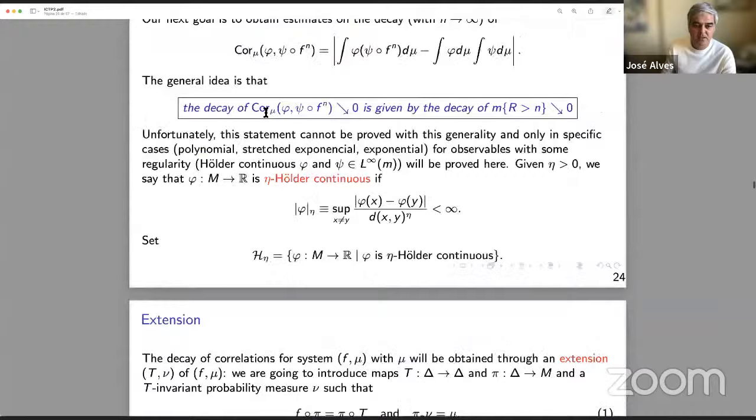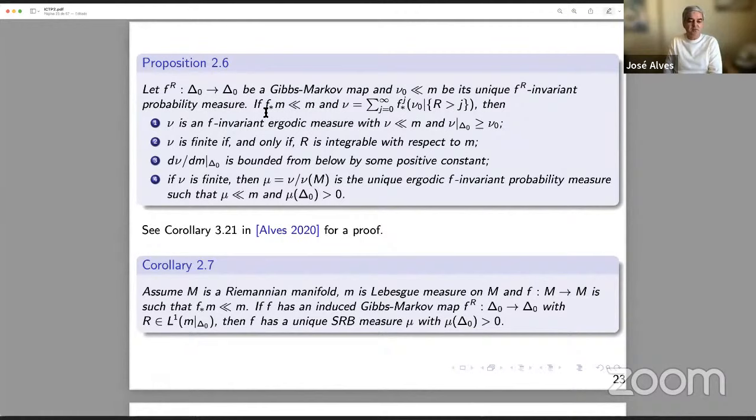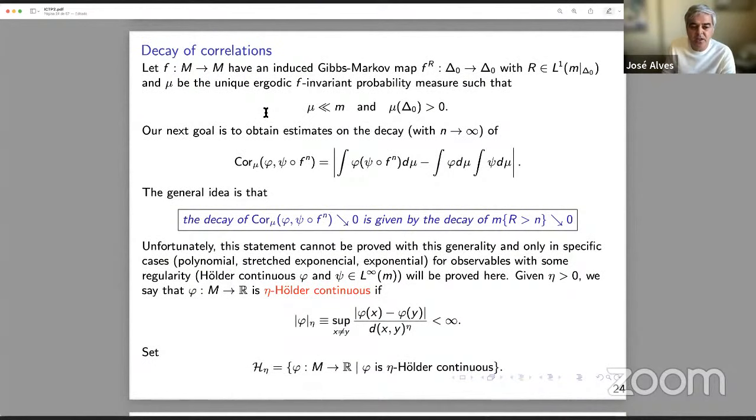defining induced maps. And out of that, we could build, in particular, SRB measures for maps in Riemannian manifolds which admit induced Gibbs Markov maps. Our goal now is to deduce decay of correlations, still with this inducing scheme. It's a general idea, but in practice we cannot prove this result in general, but that's the idea behind it. The decay of correlations for the original system is essentially given by the decay of the tail of recurrence times. And we have introduced a space of Hölder continuous observables.